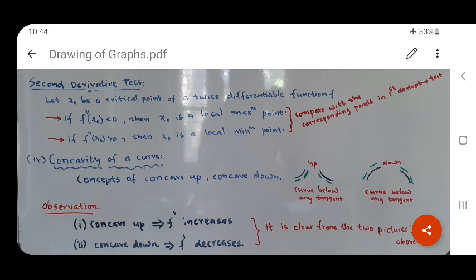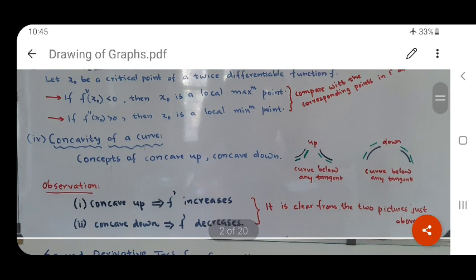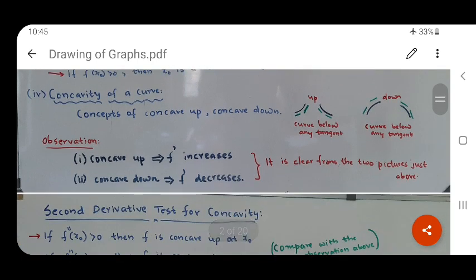Similarly, in the second set of pictures, all the tangents which are drawn in green ink are above the curve, or the curve is below the tangents. Therefore, the curves are concave down. So if the function is concave up, f dash increases, and if the function is concave down, f dash decreases. This is very clear from the two sets of pictures given just above.